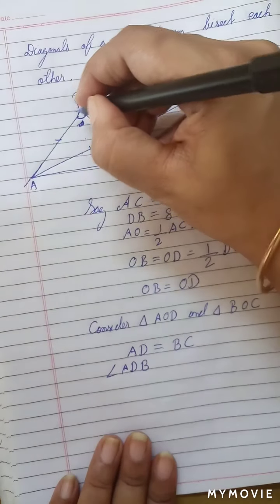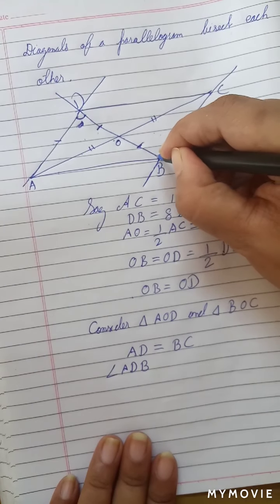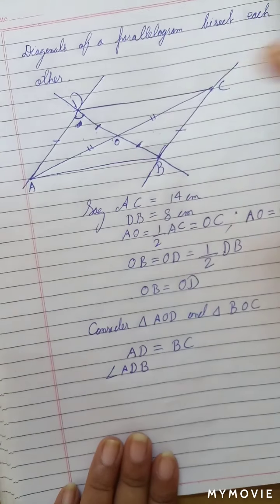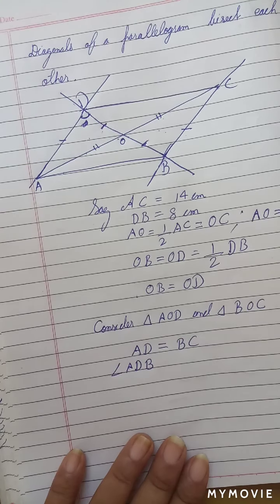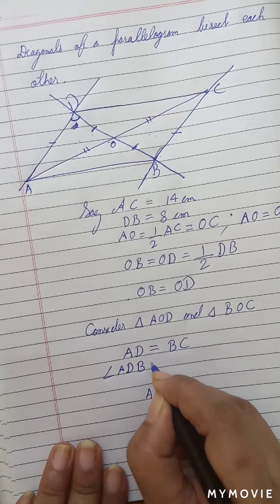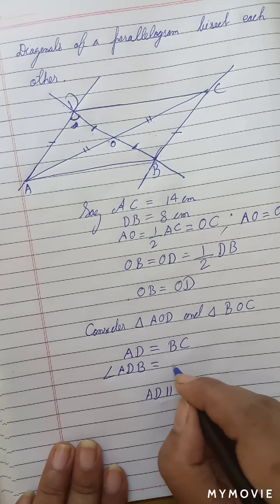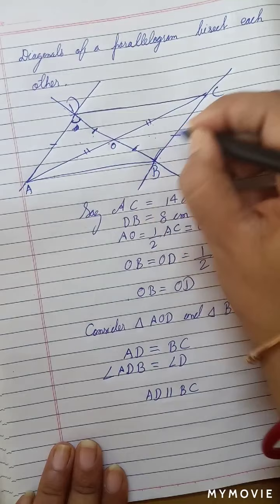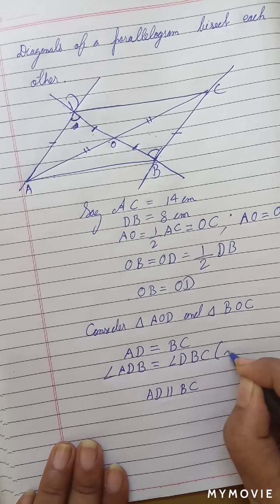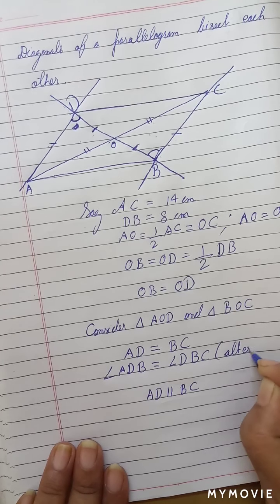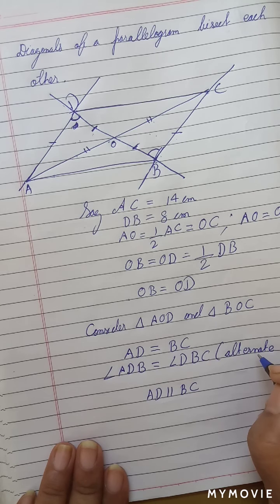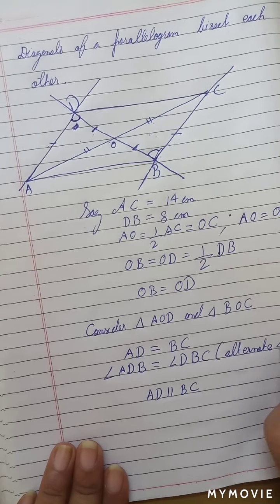these are two parallel lines, and if we extend this diagonal, we will observe that this DB is acting as a transversal. Angle ADB is equal to angle DBC, this angle. Why? Because they are alternate angles. And we know when two parallel lines are cut by a transversal, the alternate angles are always equal.